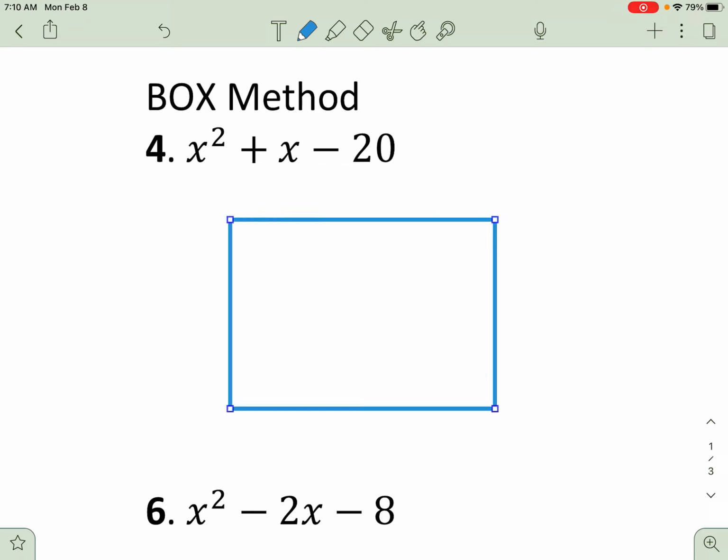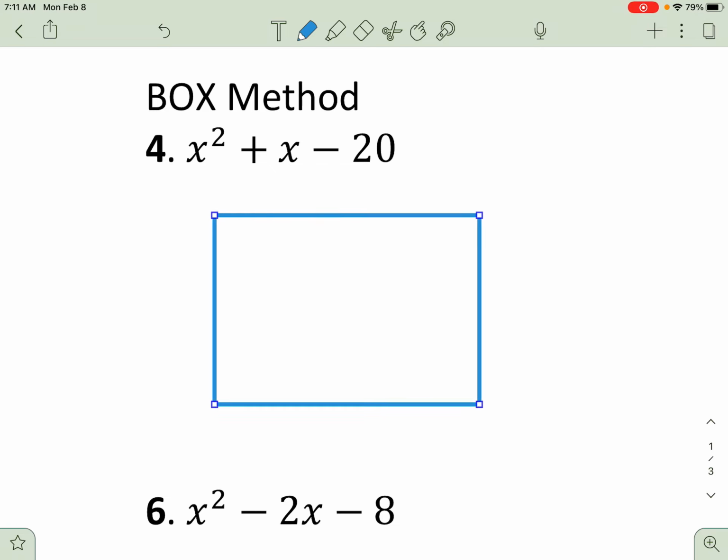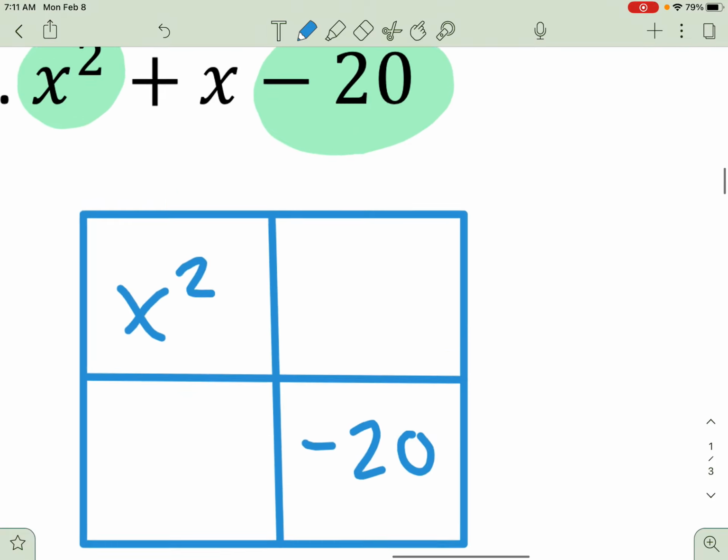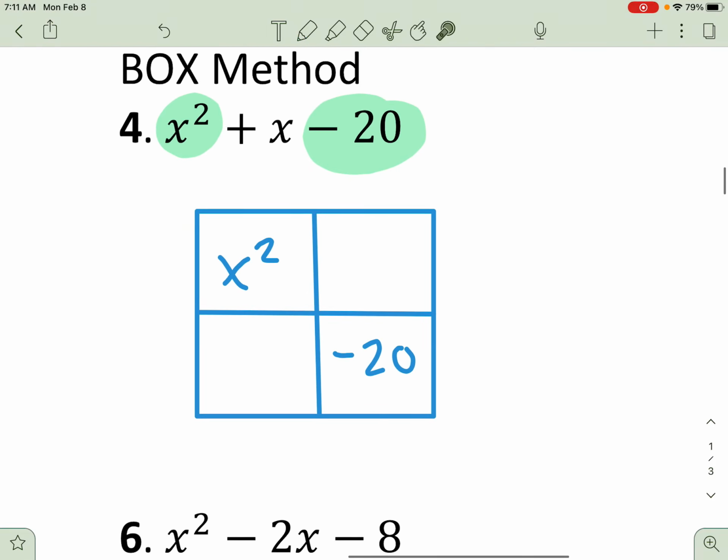Now, box method is pretty similar. Basically, what you're going to do is make a box, just like we did before. Only this time we already have the end product, right? So inside the box is actually our solution already. Well, we have the x squared, we know goes right here, and we know that negative 20 goes down in the bottom right. So you fill those two in first.